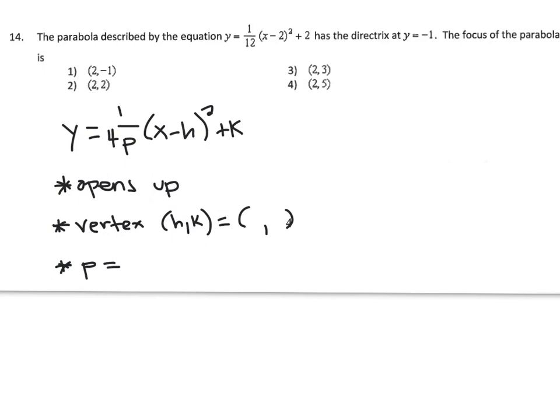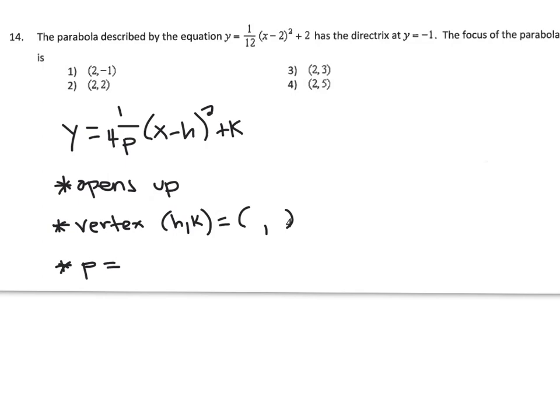All right, number 14 gives us the equation of a parabola, and they also give us the directrix, and they want us to find the focus. We can tell that this parabola opens up because it starts with y equals, and it's positive. So this is the format of a parabola that opens up, where the vertex (h, k) can be found here and here.